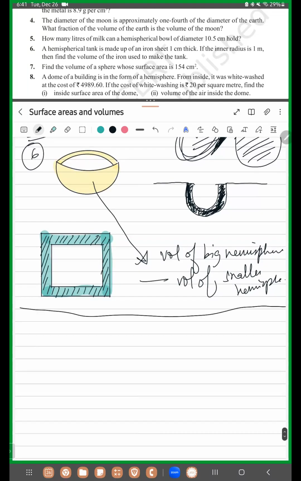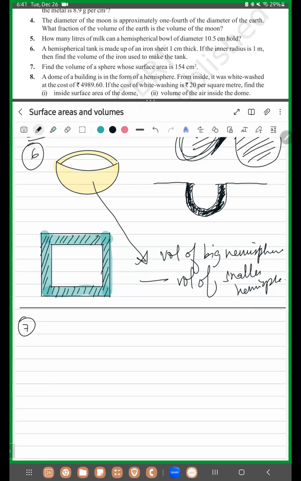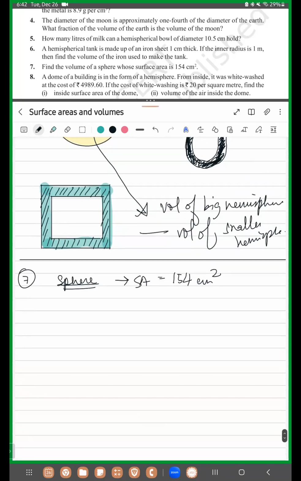Understood? Yes, ma'am. Okay, so let's come to the seventh one. Find the volume of a sphere whose surface area is 154 centimeter square. So it's a sphere. Surface area is 154 centimeter square. You have to find the volume.